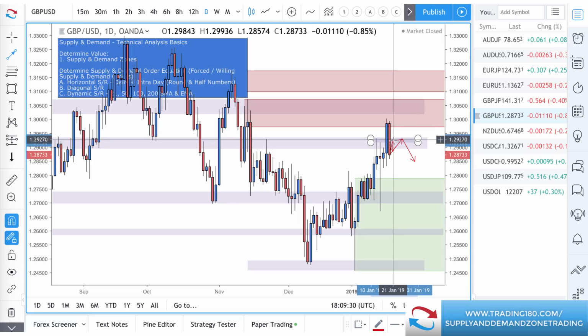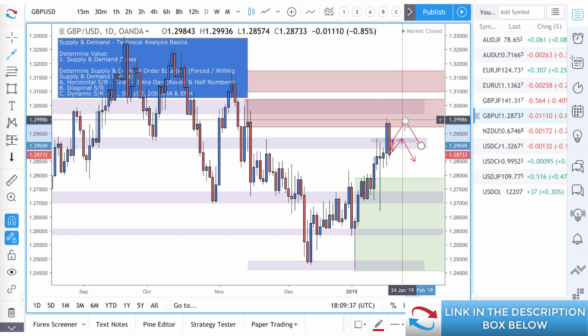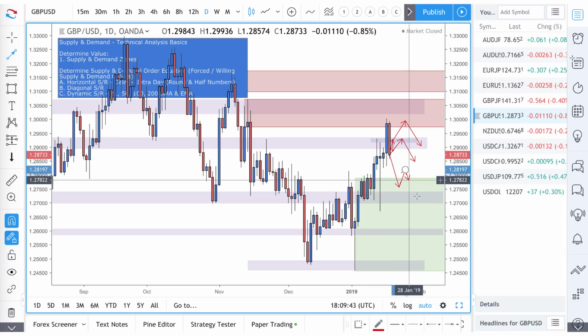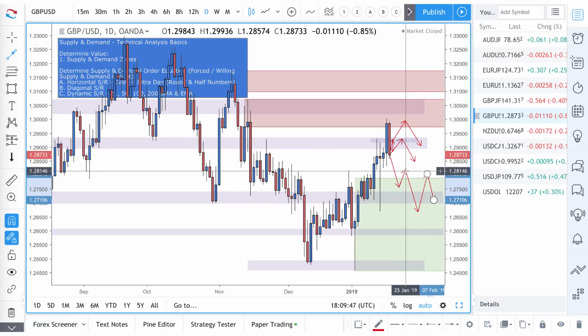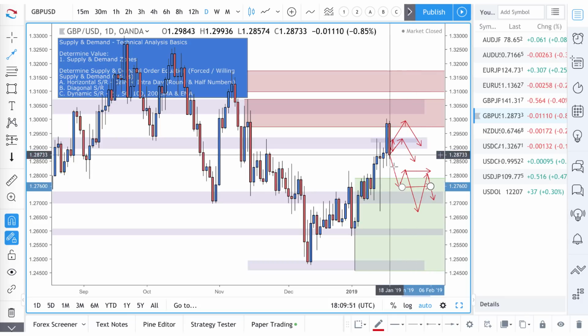But if I was going to be a buyer of the dollar, then I'd have to wait for prices to come up to here before looking at getting short. Or what you want to do is wait for prices to create lower highs, lower lows before looking to get short. If you're just trading support and resistance, which I don't necessarily recommend, then you'd be looking at the lower time frame chart and trying to get in there.